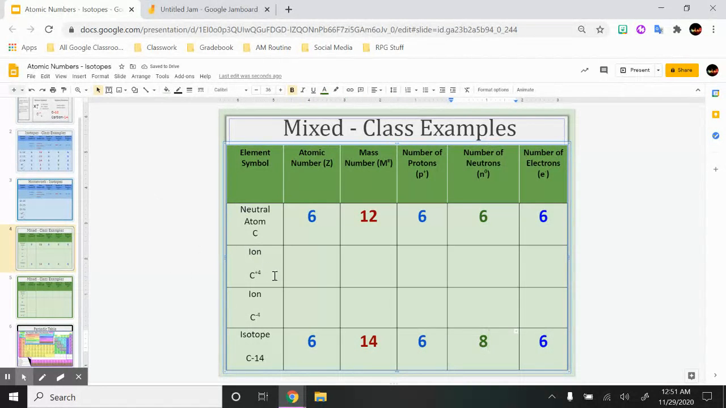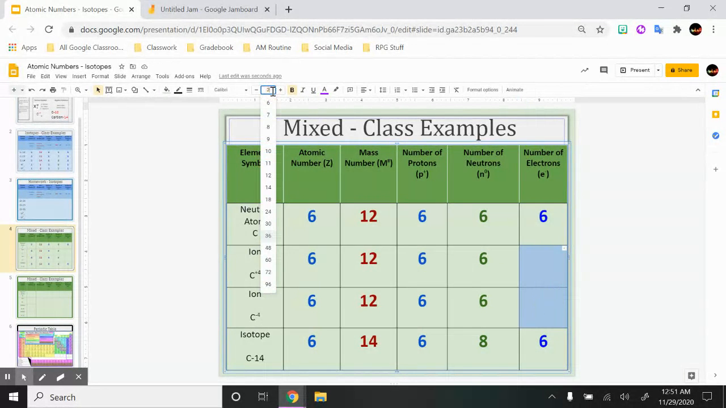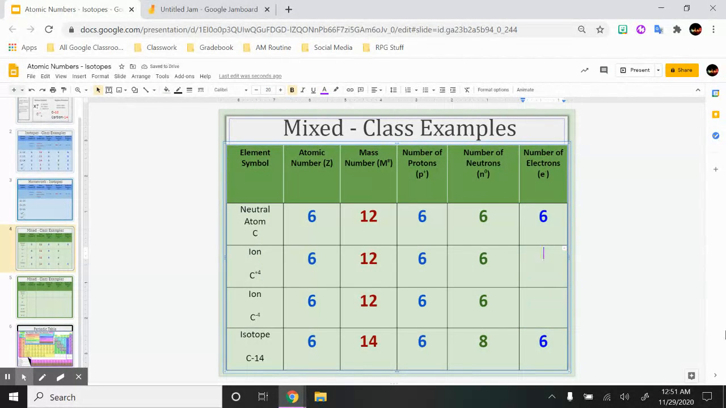Okay, let's go back to our ions. So here our 2 ions are both carbon. So if they're carbon, their atomic number's got to be 6, and their number of protons has to be 6. Ions have the same mass as the neutral atom, so they're both going to have a mass of 12. And when we do our subtraction, mass minus protons equals neutrons, they're both going to have 6 neutrons. Now what makes them different, though, is going to be our number of electrons. So in the neutral atom, carbon has 6 electrons.